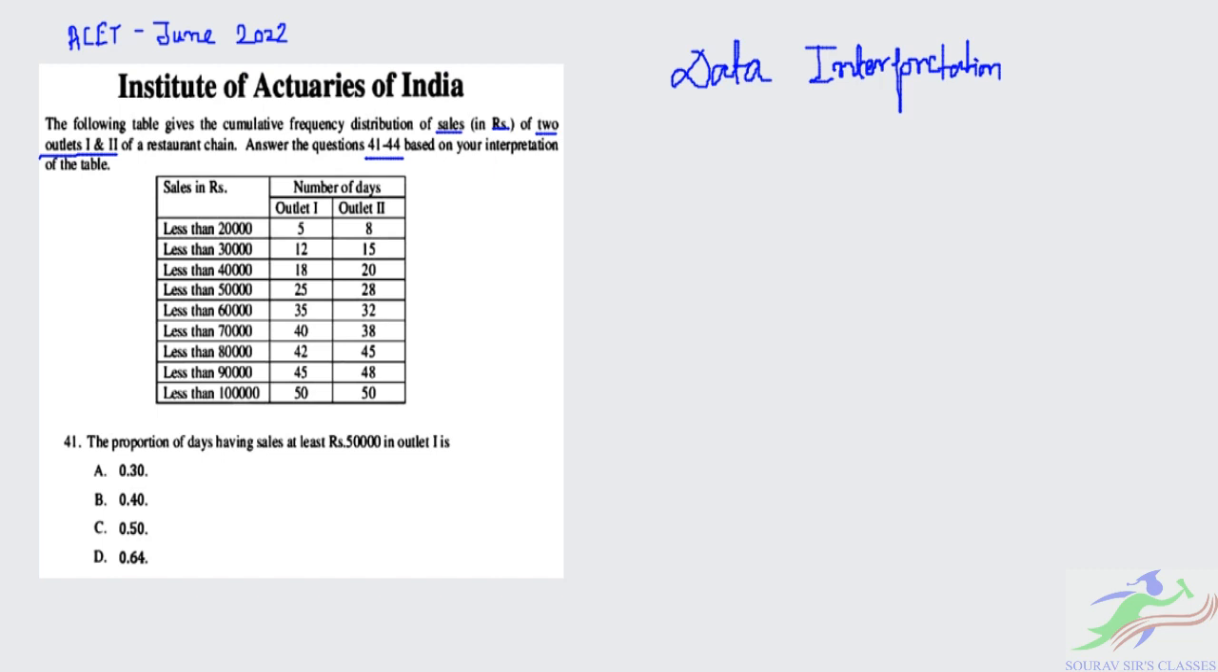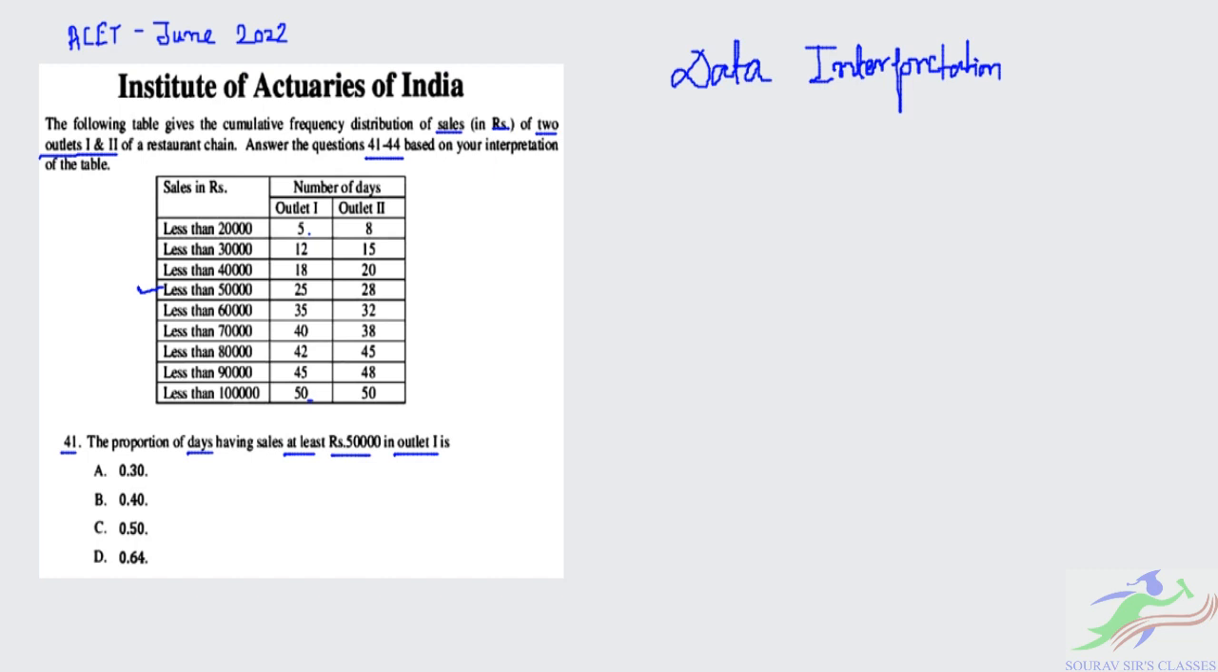So as you can see in the table, let's start with question number 41. It is given the proportion of days having sales at least 50,000 in outlet 1. Here at least 50,000 is given, so it has to be at least 50,000. Less than 1 lakh is 50 and less than 50,000 is 25.